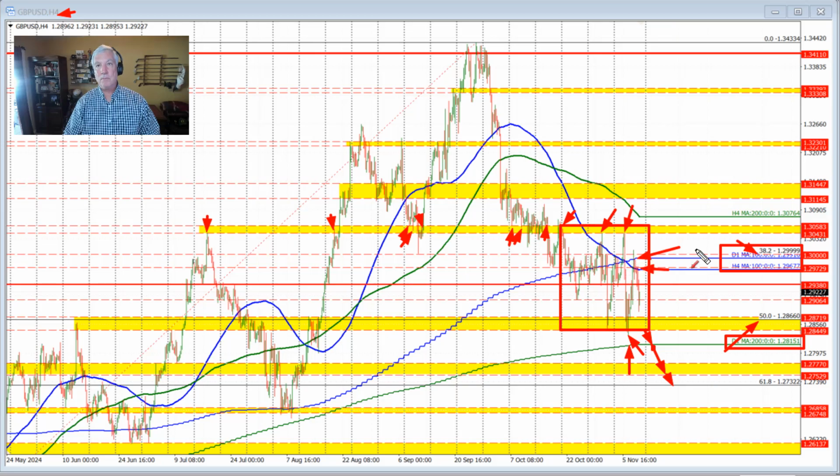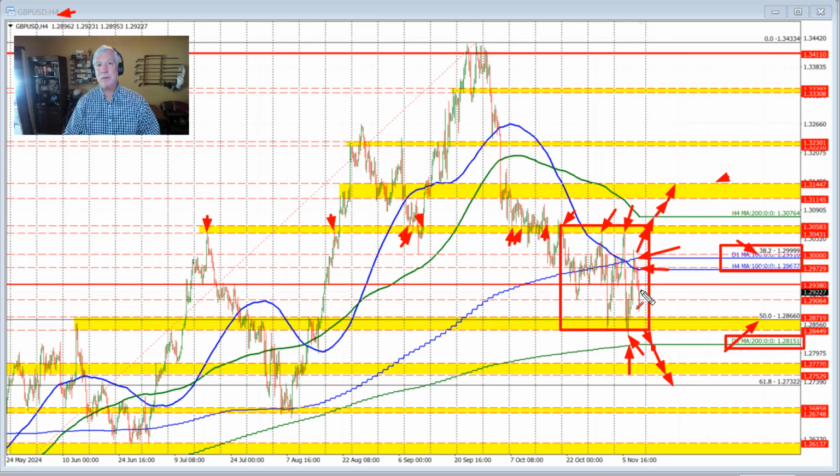Conversely, if we start to move back above this red box, this cluster of areas, and we move above the 1.30 level, then we'll look toward the high of this swing area, and then the falling 200 bar moving average on the 4-hour chart. Those would be the next key targets on the top side. If we get above those levels, we look toward this swing area here between the 1.3114 and 1.3144 level.